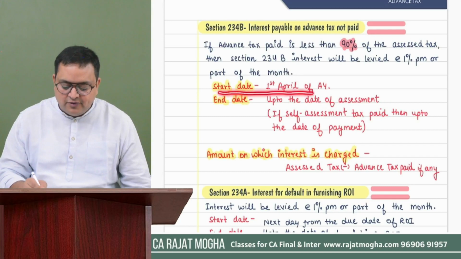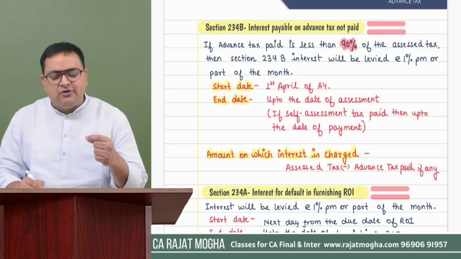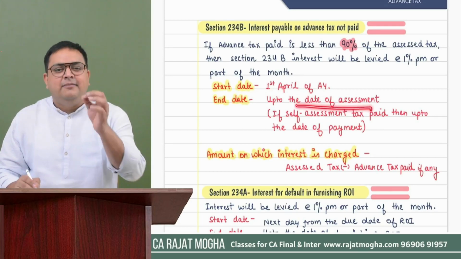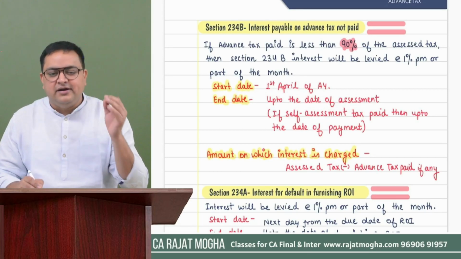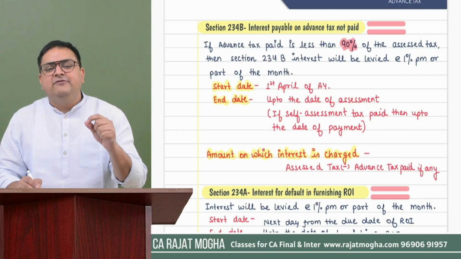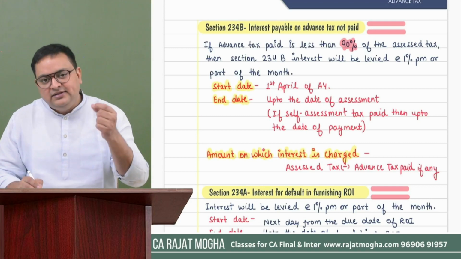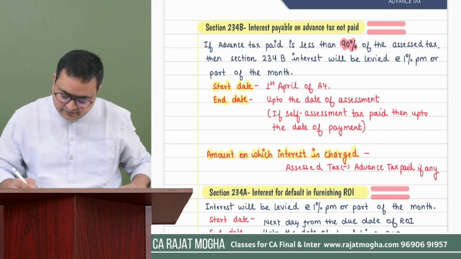The start date is 1st April of the assessment year. The end date, technically as per the law, is the date of assessment, but assessment procedures are not in the Intermediate course. So in your examination, either the examiner will give you the date of payment or the date of return of income, then please take that date.